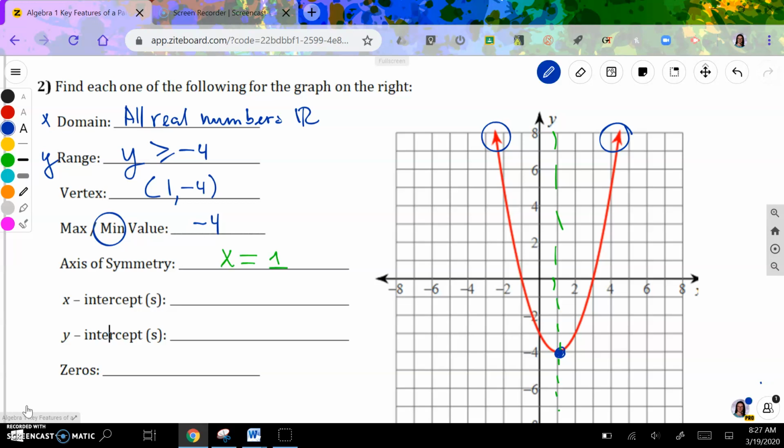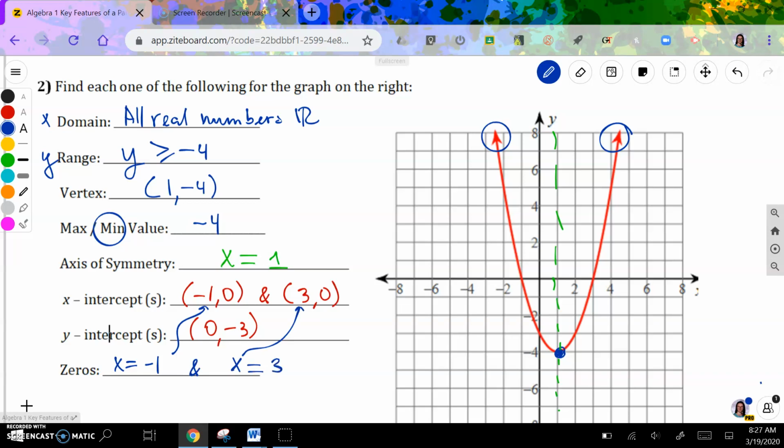Looking at this graph, I can see that I have 2 x-intercepts. One of them is a negative x-intercept, so (-1, 0). And the second one is (3, 0). I have 1 y-intercept of (0, -3). And my zeros are going to be two x values. One of them is x equals -1. Remember, it's the x value that makes the y value 0. And my second zero is going to come from this x-intercept, and it's going to be x equals 3.